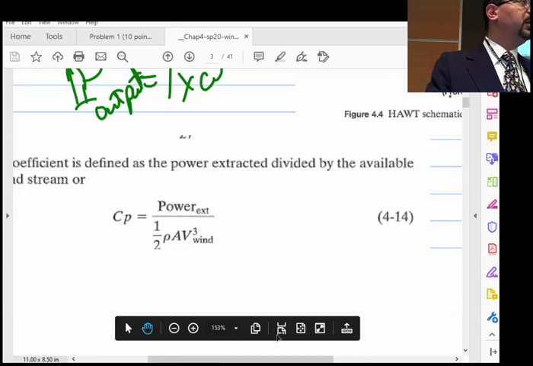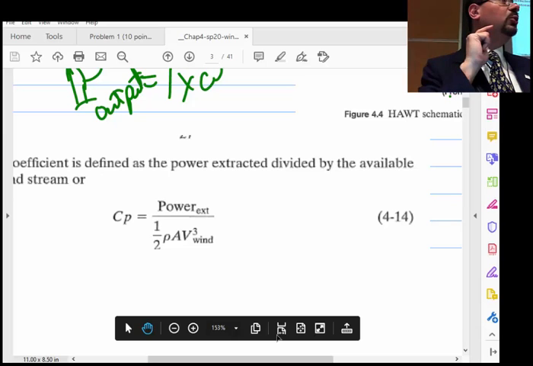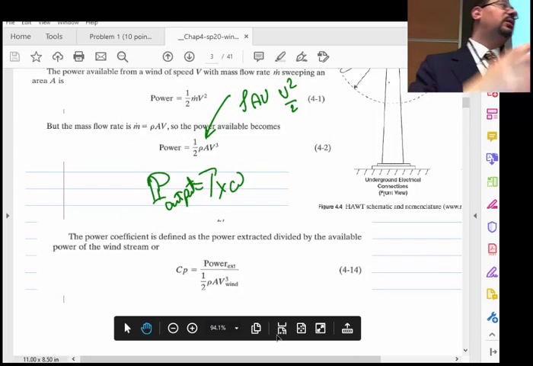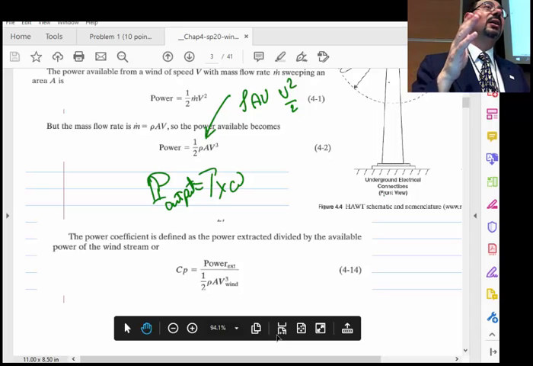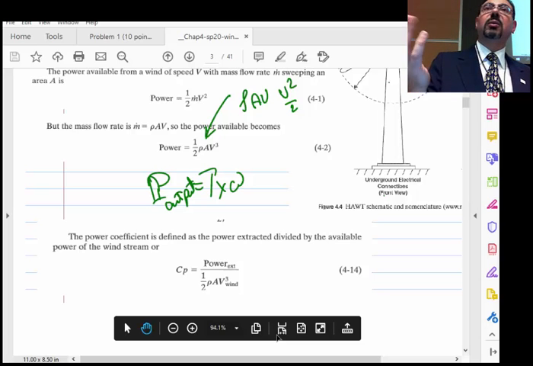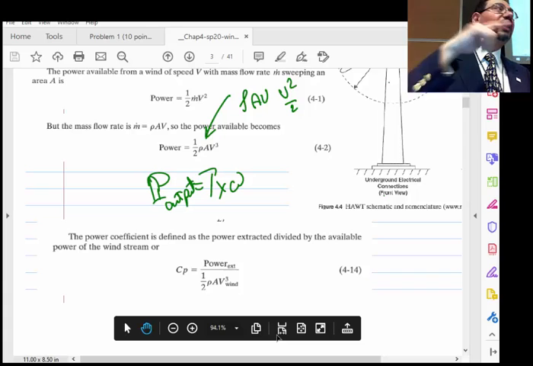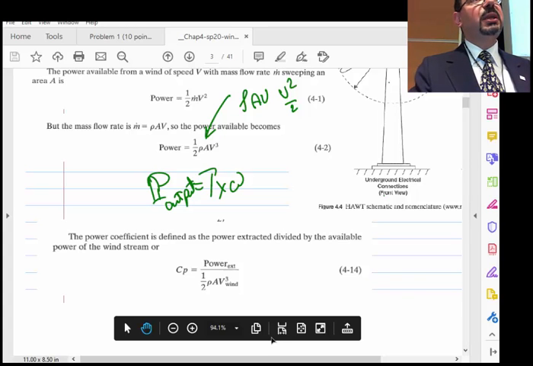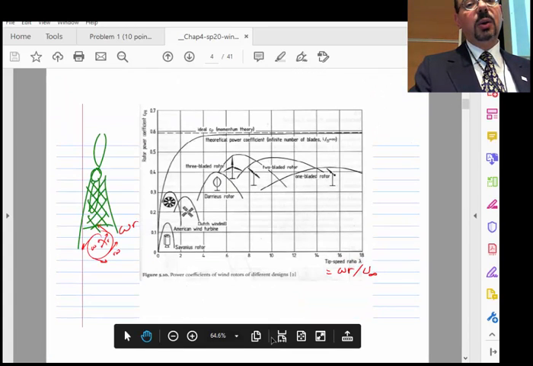CP is power output over half rho A V cubed. And that V cubed is the reason why we get super excited when the wind goes from 9 meters per second to 10 meters per second, or from 10 to 11, because it's not like a 10% increase. No, it's like V cubed. You can imagine 1.1 times 1.1 times 1.1, that 10% becomes very big. So now what is that CP value and how high is it?